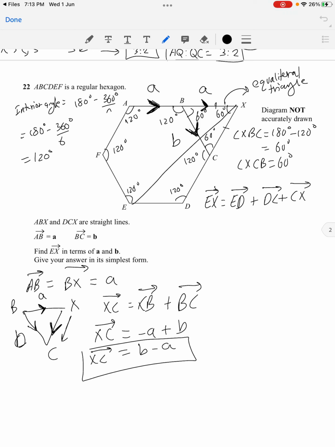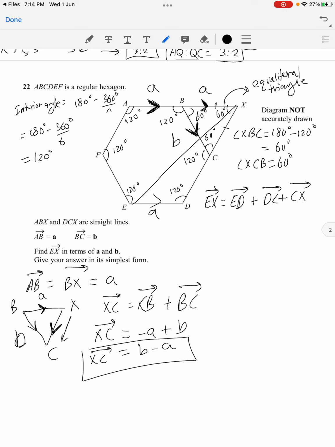Now, how do I know what the value of ED is? ED is equal to AB, so they both are equivalent to each other. The reason is because this is a regular hexagon, so the sides must all be in proportion to each other since their angles are all equal. So we know that ED, we can just write it down there, ED is equal to AB, and that's going to be equal to A. So we know that ED is A. Now, DC, what's the story for DC?